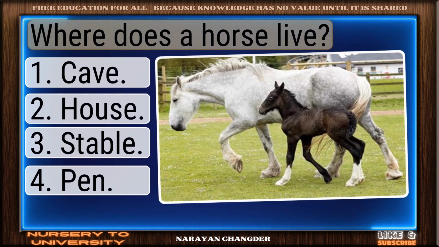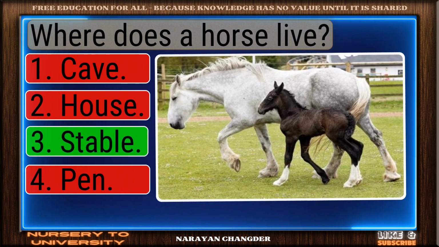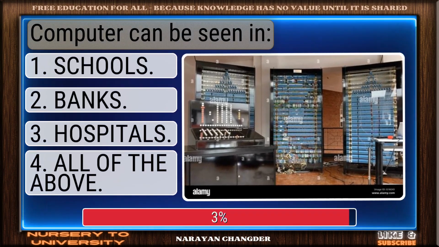Where does a horse live? Perfect. Stable is the correct choice. Computer can be seen in.